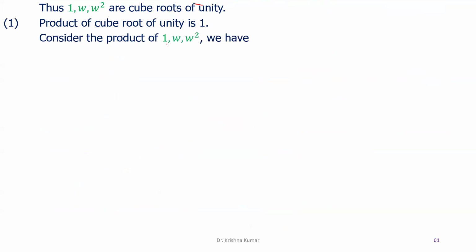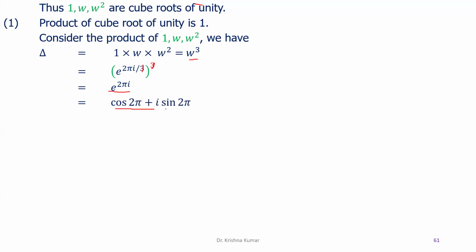So consider the product of 1 into omega into omega square. We have 1 into omega into omega square, which is given by omega cube, and omega is equal to what? It is e to the power 2 pi i upon 3, whole cube. This 3 and 3 will cancel. We have e to the power 2 pi i, which is cos 2 pi plus i sin 2 pi, equal to 1 plus 0 into i, which is equal to 1. So omega cube is equal to 1, which means the product of the cube roots of unity is equal to 1.